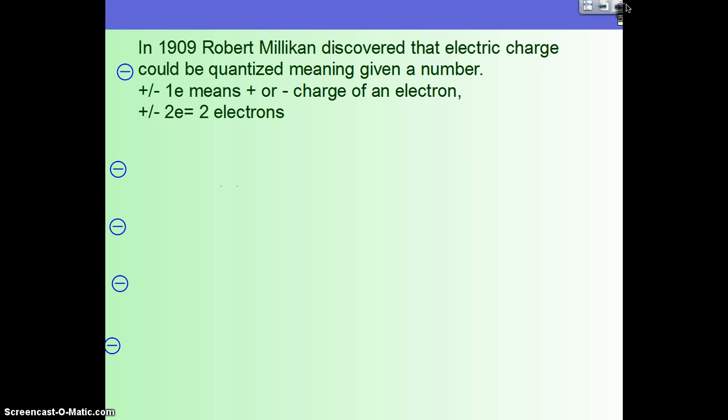Well, let's talk a little more history here. There was this guy back in 1909, and no, you don't have to know what date that is. His name is Robert Millikan. He discovered that electric charge could be quantized, meaning he gave it a number. He said that plus or minus 1 E means plus or minus the charge of an electron. And so if you see 2E, that means the charge of 2 electrons. Or positive 2E would be essentially the charge of 2 protons.